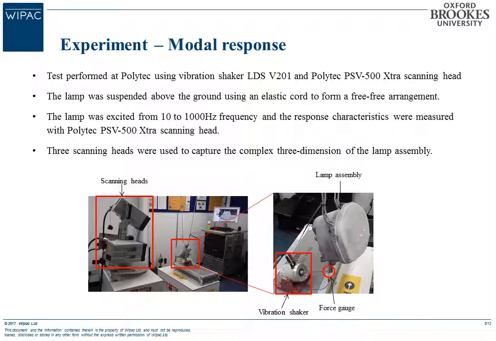The lamp was excited from 10 to 1000 Hz frequency, and the response characteristics were measured with the Polytec PSV 500 Xtra scanning head. Three scanning heads were used to capture the complex 3-dimensional geometry of the lamp assembly. Looking at the image below, you can see the three scanning heads used, and also the force gauge, the vibration shaker and the suspended lamp.